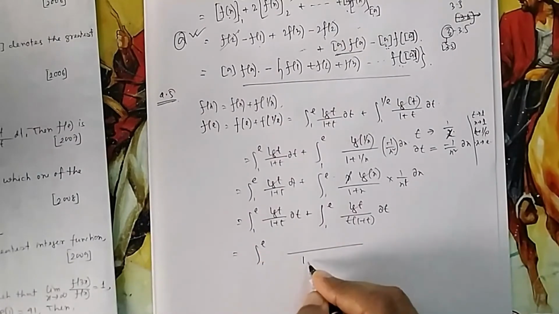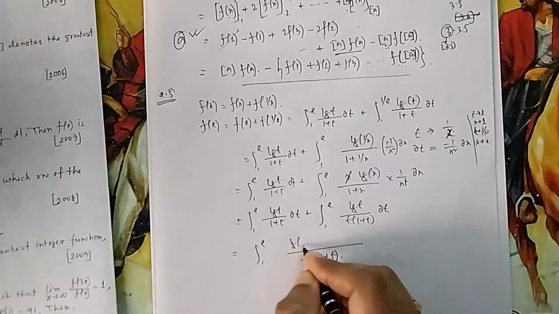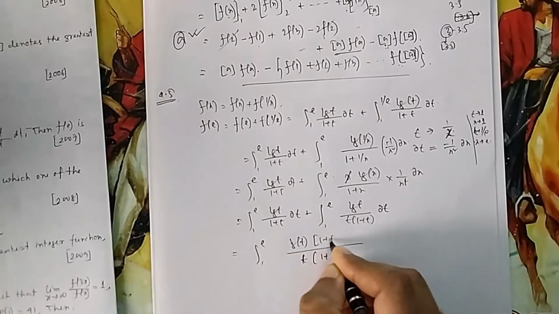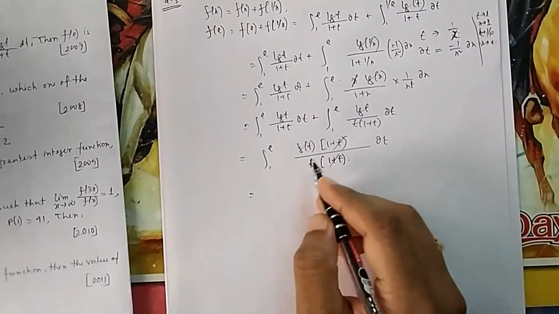If I take LCM it will be t into 1 plus t, and then it will be log t. If you take common, it will be 1 plus t. So these and these get cancelled. So it will be simply log t by t. So I think you know this one very easily.